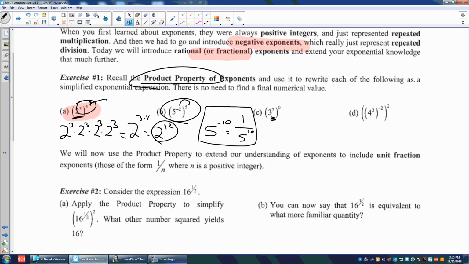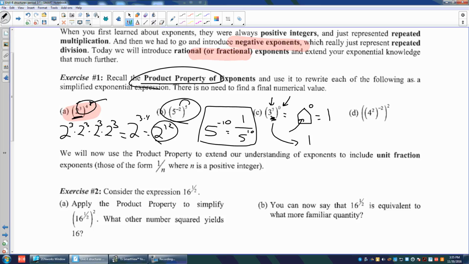This one, I just want you to engage the brain. Anything to the 0 power equals 1. It doesn't matter what's inside the house as long as it's not a 0. As long as it's not a 0, anything to the 0 power equals 1. So here, anything to the 0 power, because that is not 0, equals 1.